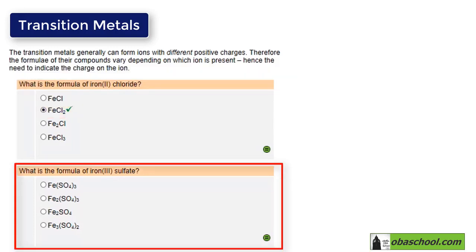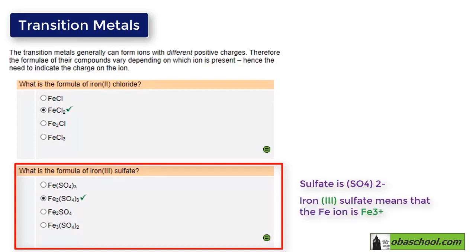What's the formula of iron 3 sulfate? That is correct, Fe2(SO4)3. Why is that? Sulfate is SO4 2-. Iron 3 means that in this case it's Fe3+. By applying crisscross method, the formula is Fe2(SO4)3.